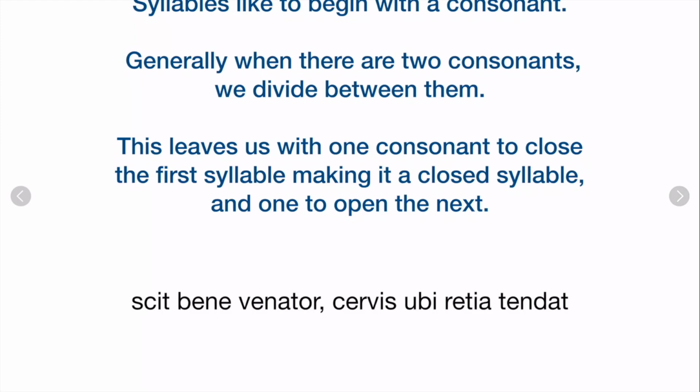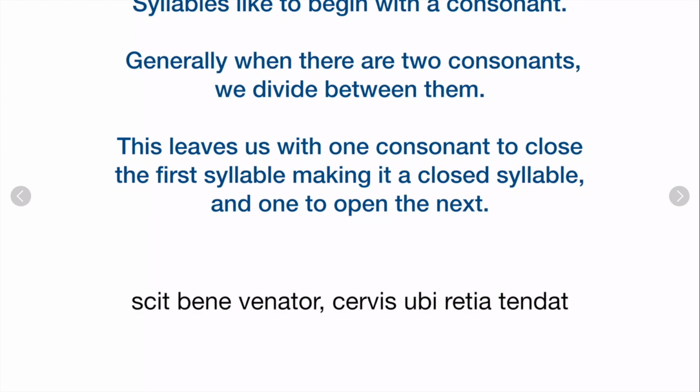Okay, syllables in general like to begin with a consonant. And generally, when there are two consonants in a row, we have to divide between them, which would leave us with one consonant to close the first syllable, making that a closed and therefore long syllable, and one consonant to open the next. So we're going to look at this. This is easier to understand with an example.